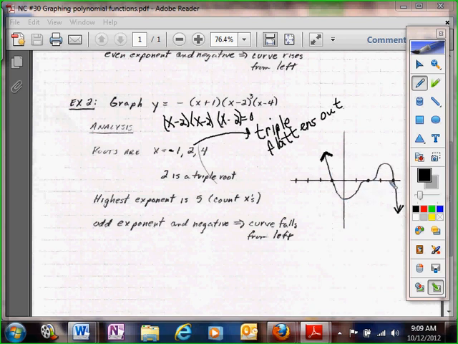I have that quintic shape. I have a single root here, it goes right through. I have a single root here, it goes right through. I have a triple root here, and so it flattens out. And so that's how you use those note cards to be able to graph a polynomial given the form it's factored. You have to first have it in factored form so that you can see what the roots are.